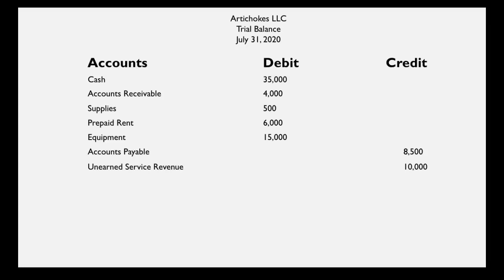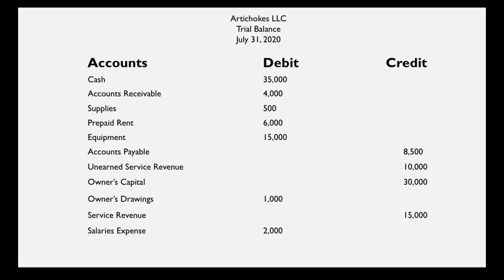After our liabilities, then we're looking at the owner's equity portion of our accounting equation, right? So that's your capital, drawings, revenues, and expenses. So capital has a credit balance of 30,000. Drawings had a debit balance of 1,000. Revenue, our service revenue account, had a credit balance of 15,000. And salaries expense had a debit balance of 2,000. So you might have multiple revenue accounts. Chances are you will have multiple expense accounts. We just didn't have that in this example. So all of those expenses would be listed. All of those revenues would be listed together.